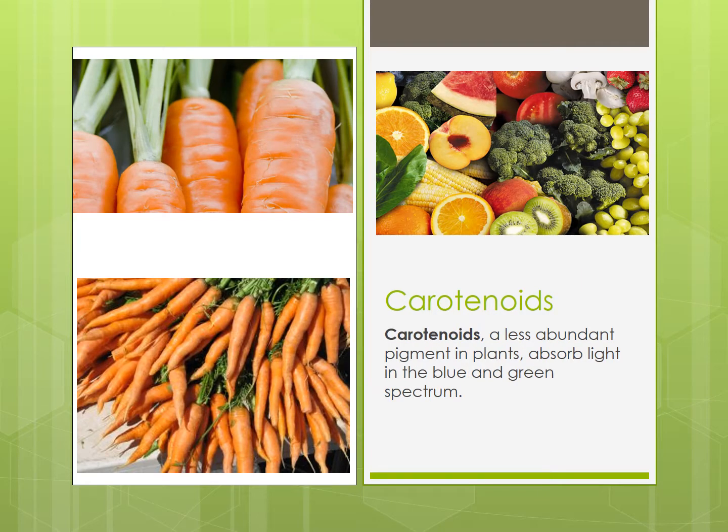There are other pigments, though. These pigments are typically going to be found in lower quantities in plants than chlorophyll A and chlorophyll B. They're called carotenoids. These are less abundant in plants, but they're still there. They're going to absorb in the blue and green spectrum. So if they're absorbing blue and green, what are they reflecting? Red and orange. That's where you get your carrots and you get your oranges and all these other colors.